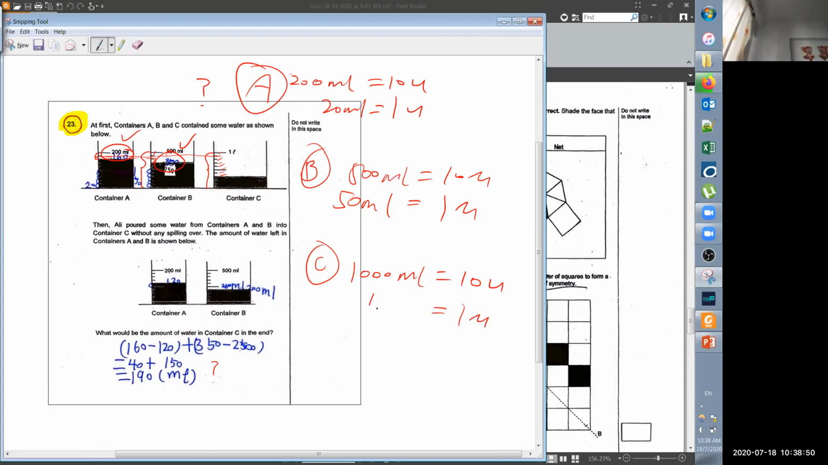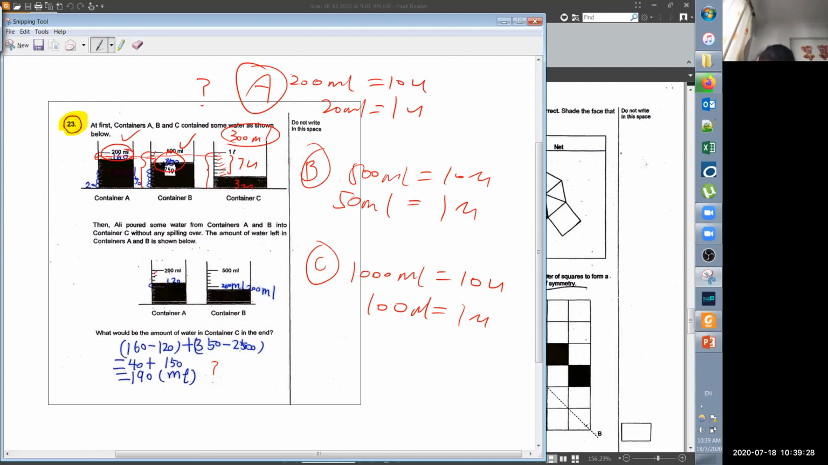So is 1 U is 100 ml, right? So you have 7 unit here. So you have 3 U here. So 3 U here is what? 3 U is 300 ml. So do you agree this is 300 ml? Yes. So if this is 300, then what is it? Then Ali pour some water from A and B into container C without any spilling over. The amount of water left in container A and B is shown. So pretty simple. So over here, what is the final one?